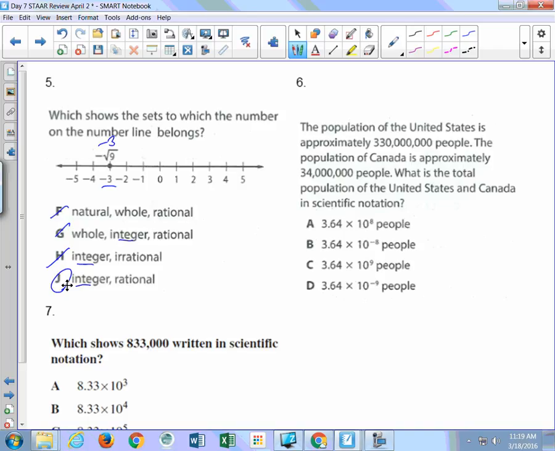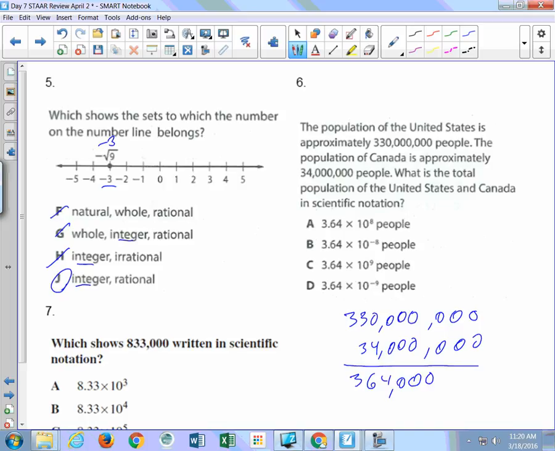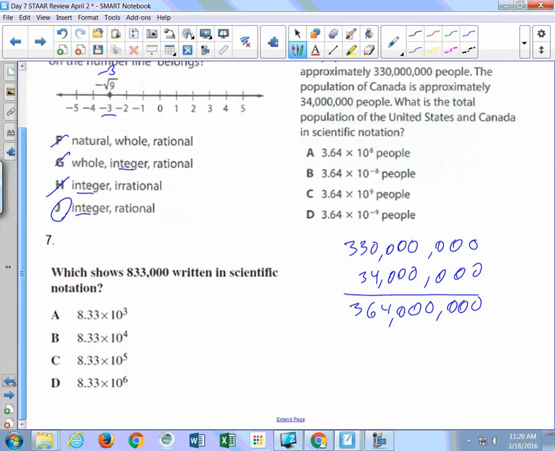Number 6, the population of the United States is approximately 330 million people. The population of Canada is approximately 34 million people. What is the total population of the United States and Canada in scientific notation? All right, so first we need to take that 330 million and add the 34 million to get 364 million. Okay, and then we're going to change this into scientific notation. We're going from standard form to scientific notation.